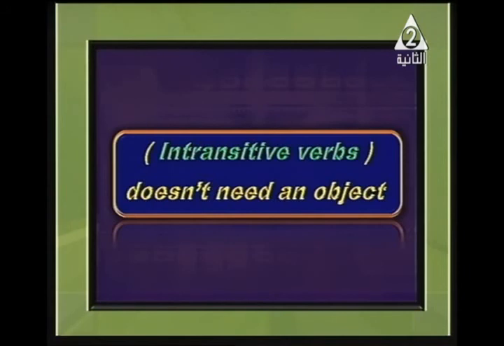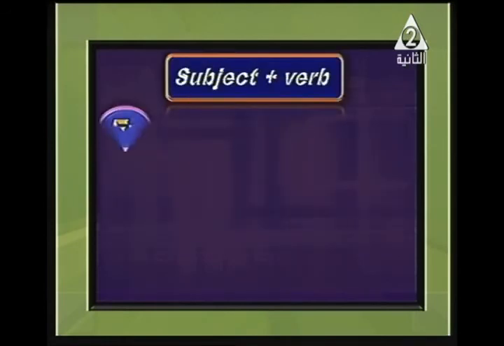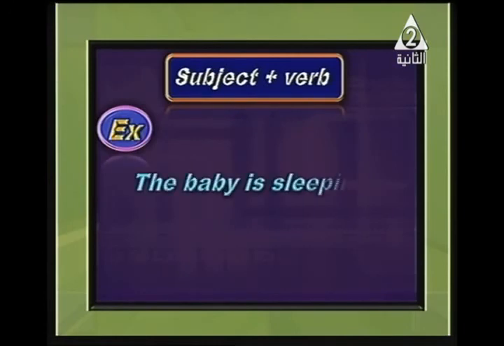Let's see the second one, which is intransitive verbs. We explained transitive verbs, the verbs that need an object, and said the object can be direct or indirect. So what do we mean by intransitive verbs? Intransitive verbs relieve us completely; they don't need an object at all. Verbs that don't need an object. Subject plus verb and that's it. Let's see an example. For example, the baby is sleeping. Do I need to say the baby is sleeping what? No, my sentence is already understood. The baby is sleeping. Okay, so it doesn't need an object.